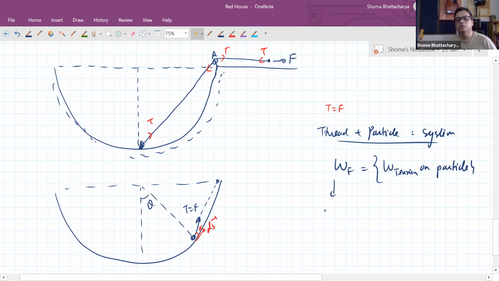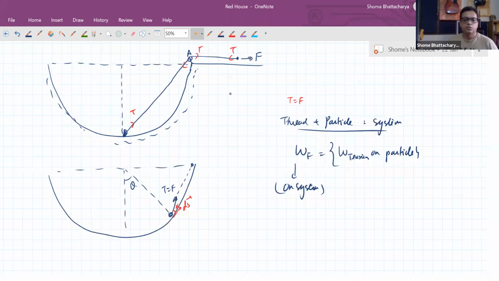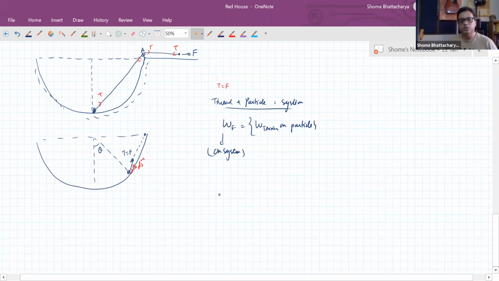Okay, whatever work the force F does on the system, that only will be equal to the work done by the tension on the particle. So we can do it that way also. So that is the advantage of this method. So now what is happening, going from this situation to a situation where the particle reaches somewhere here, we have to find out how much this point displaces by.